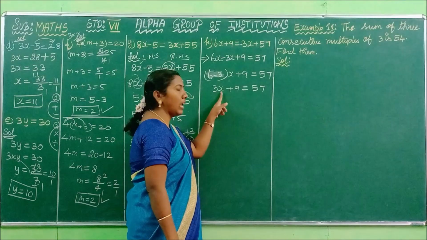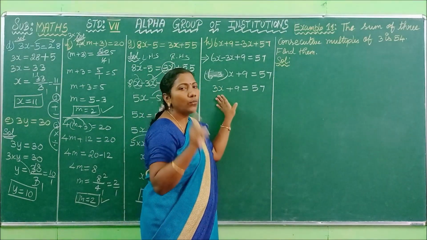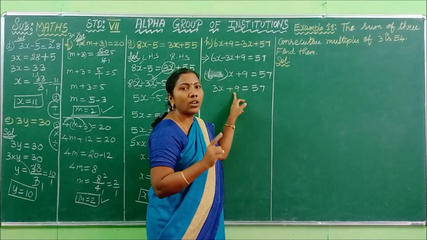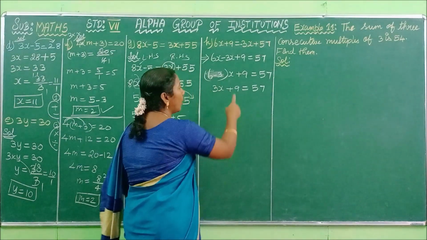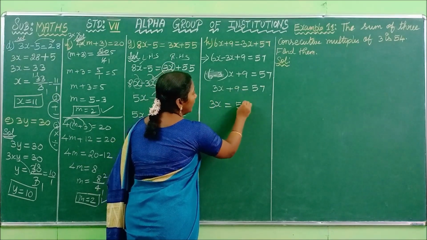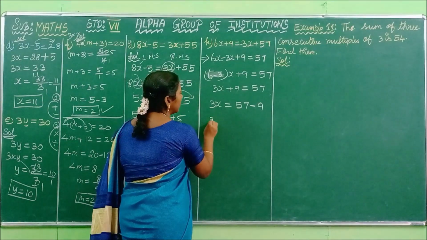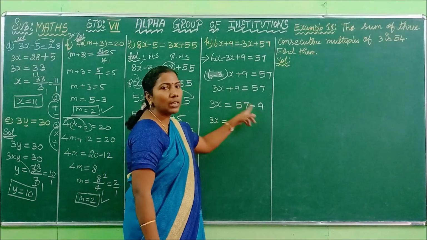In order to find the value of x, we have to send all the terms along with x. So first step, you have to send the terms which are in addition and subtraction. So you have to send the 9 to that side. So 3x equal to 57 minus 9. So 57 minus 9, what is your answer? 3x equal to, how do you subtract?